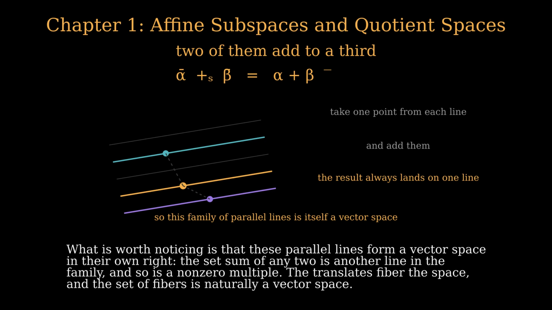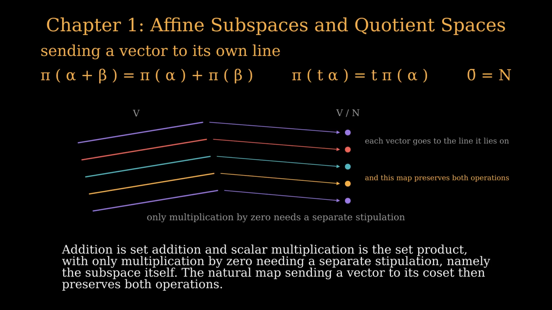The translates fiber the space, and the set of fibers is naturally a vector space. Addition is set addition, and scalar multiplication is the set product, with only multiplication by 0 needing a separate stipulation, namely the subspace itself. The natural map, sending a vector to its coset, then preserves both operations.